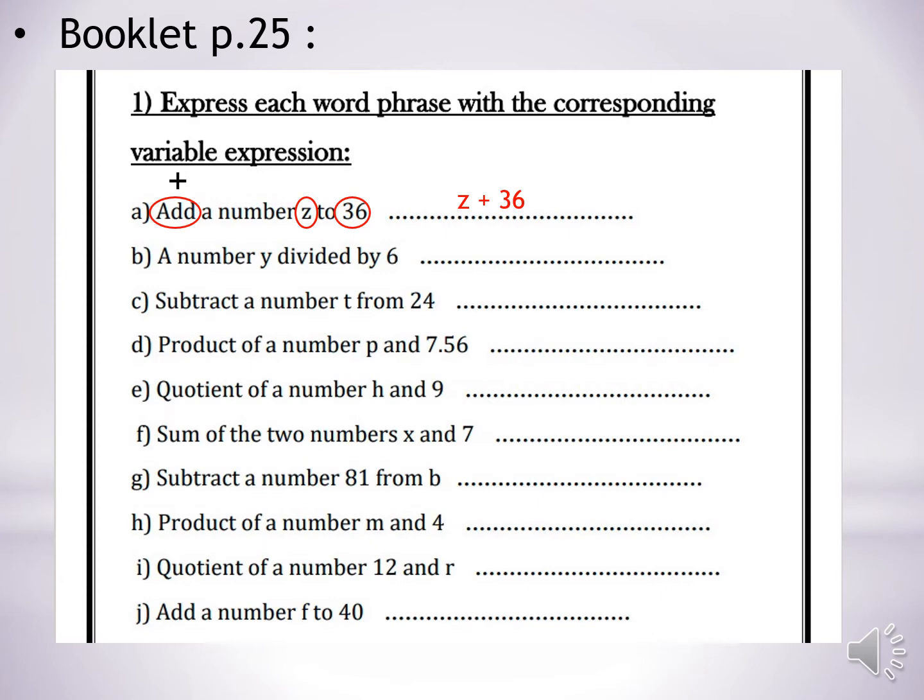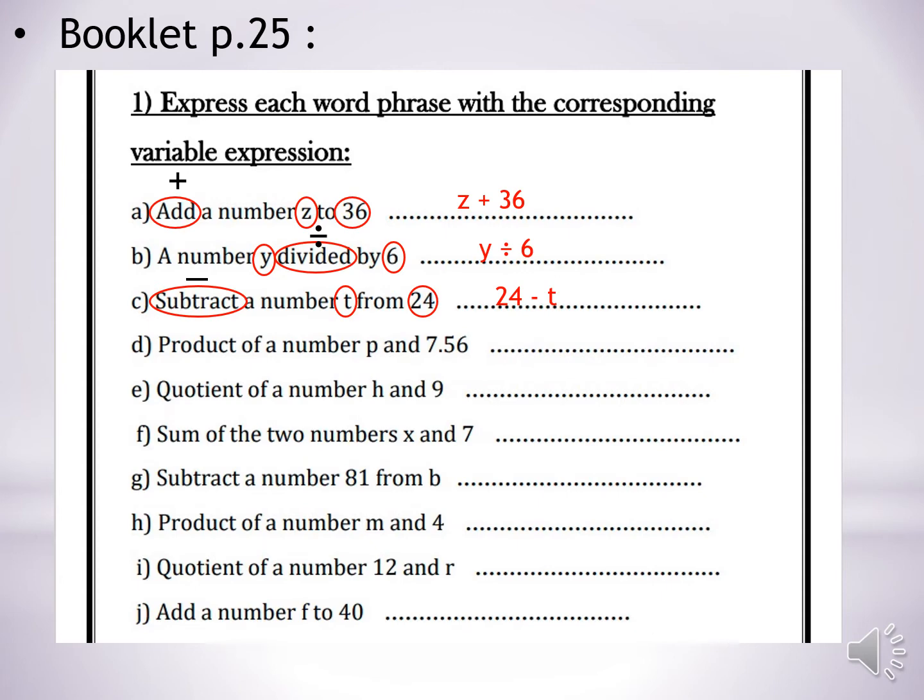Letter B. A number y divided by 6. Y, this is my symbol. Divided, this is the keyword for division. And 6, this is my number. So the answer will be y divided by 6. Letter C. Subtract number t from 24. Subtract, this is the keyword for minus. T, this is my symbol, and 24, this is my number. I have to put the number after from first. So 24 minus t.